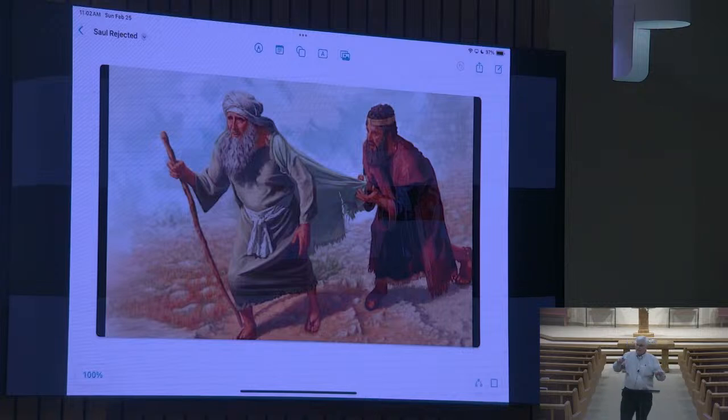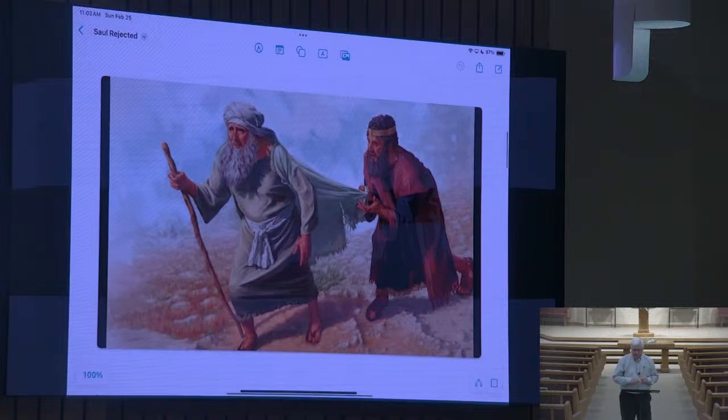There has been a low-level conflict between the Philistines and the Israelites the whole time. And by the way, the picture on the screen is an artist's depiction of Samuel leaving Saul for the final time. Because as he did so, you remember Saul reached out and grabbed his robe and tore a piece of it off, and Samuel turned that into a metaphor, which we'll get to here later. But that's an artist's depiction of what that scene might have looked like.